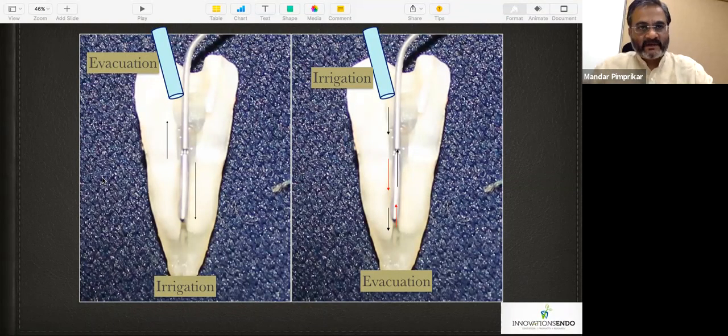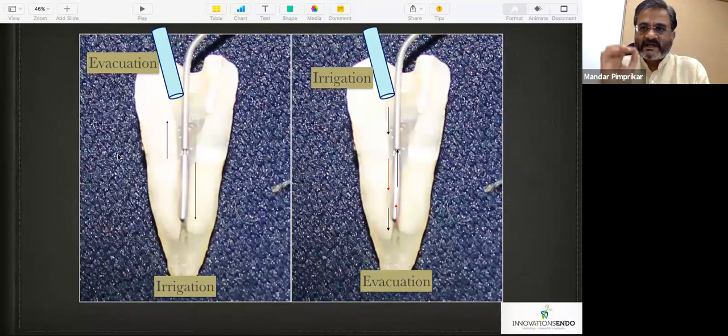So the next method is the negative pressure irrigation. Now, I don't know how many of you are aware of this term because there was one device earlier available called Endovac, which was manual. And somewhere in 2013, I designed the Endo Irrigator Plus. Forget about the device, but I will straight away come to the concept.